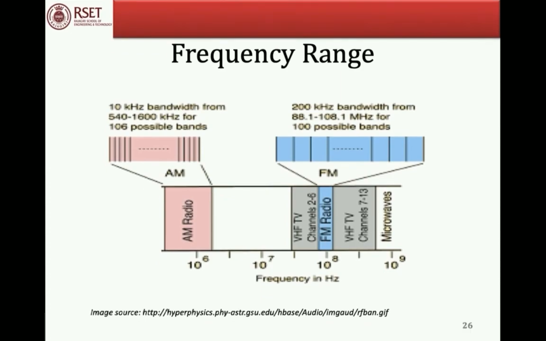What is the frequency range of operation of both these modulation schemes? AM typically uses frequencies ranging from 540 to 1600 kHz, supporting around 106 possible bands with 10 kHz or more bandwidth. FM uses frequencies ranging from 88 to 108 MHz, supporting around 100 bands, each having a bandwidth of 200 kHz.